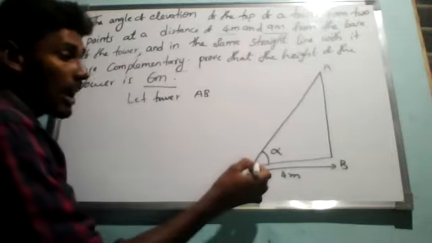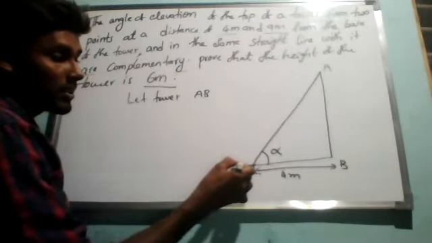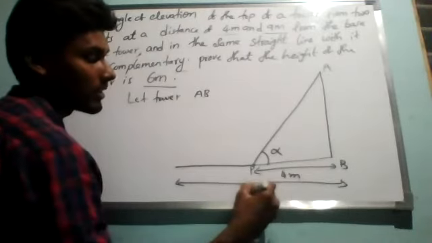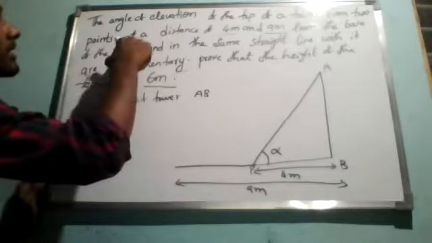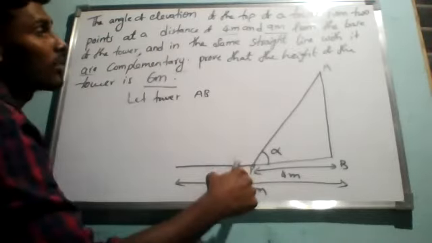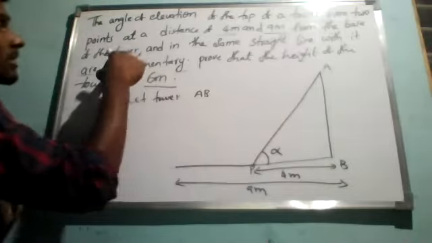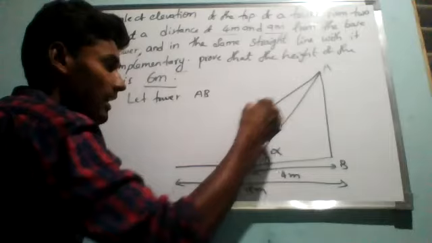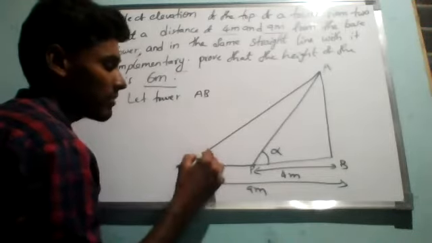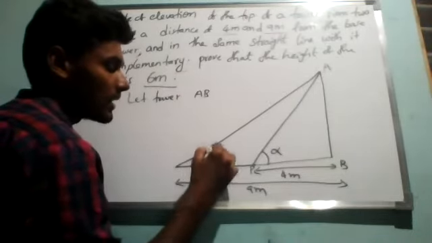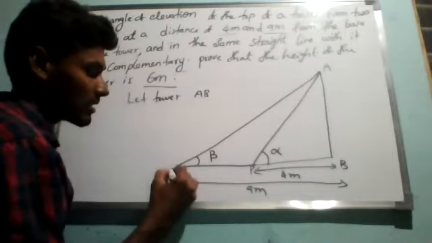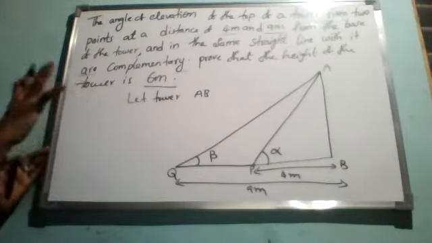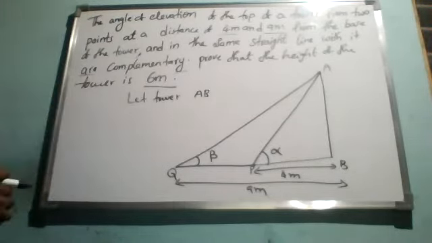And this point is, let me imagine, P. Now, from this point one angle is at 4 meters and another angle is at 9 meters from the base point. They have given points at a distance of 4 meters and 9 meters from the base of the tower. So this is the angle of elevation after 9 meters. Let me imagine this angle is beta, and this point is Q. So this is the diagram which we have made from the question.